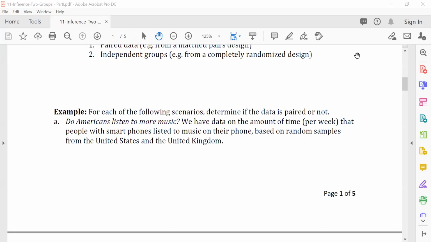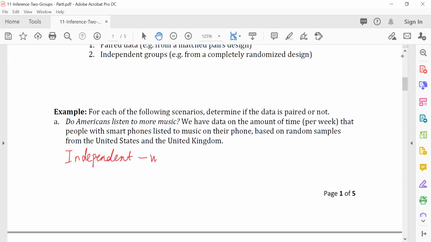This is independent data, right? Because you are collecting samples from two different groups. One is from the United States, one is from the United Kingdom. So you are not having the same unit or same person doing two different treatments. They are two different groups of people. So this is independent type of data.